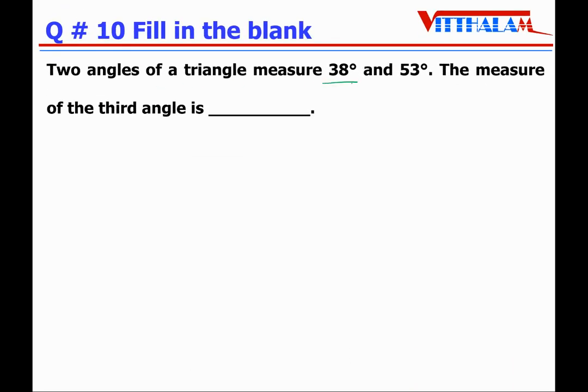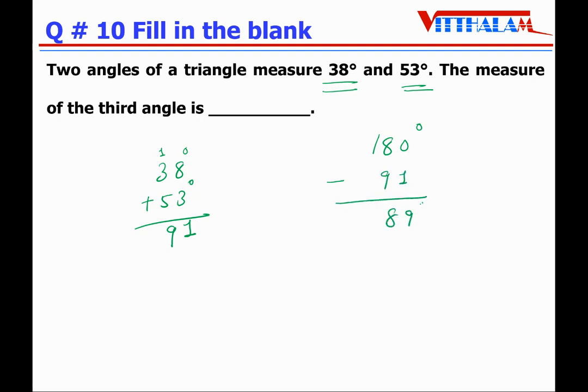Two angles of a triangle measure 38 degrees and 53 degrees. The measure of the third angle is, the sum of three angles is 180 degrees. Correct? So two angles are 38 and 53. The sum of these two is 8 plus 3, 11, so 1 carry over, 3 plus 1, 4, plus 5, so 91. So 180 minus 91 is 89. So that triangle is an acute angle triangle. All angles are less than 90. Next.